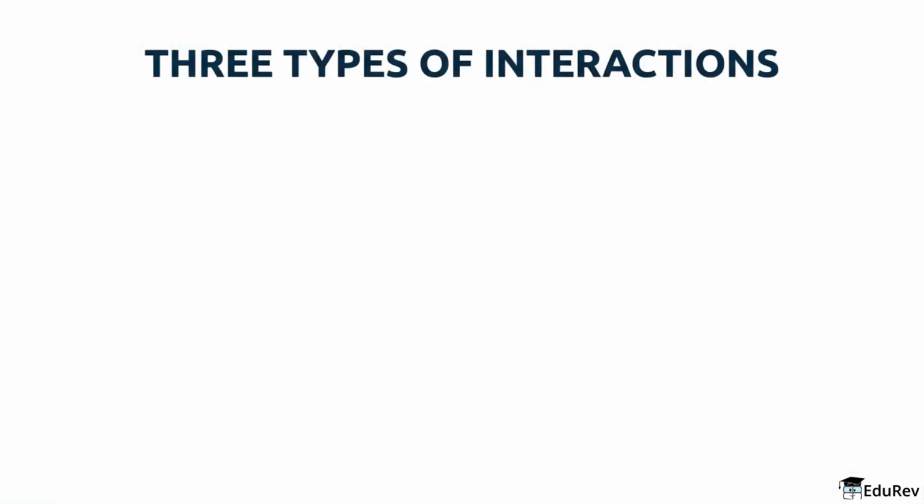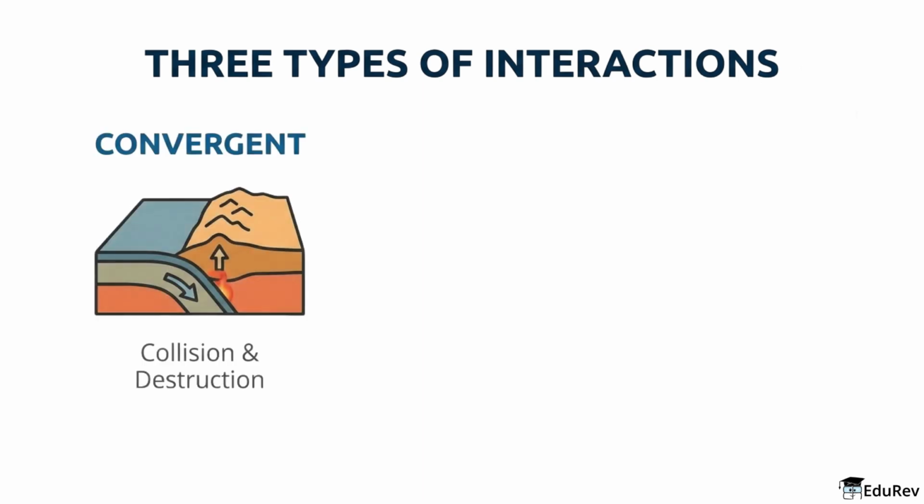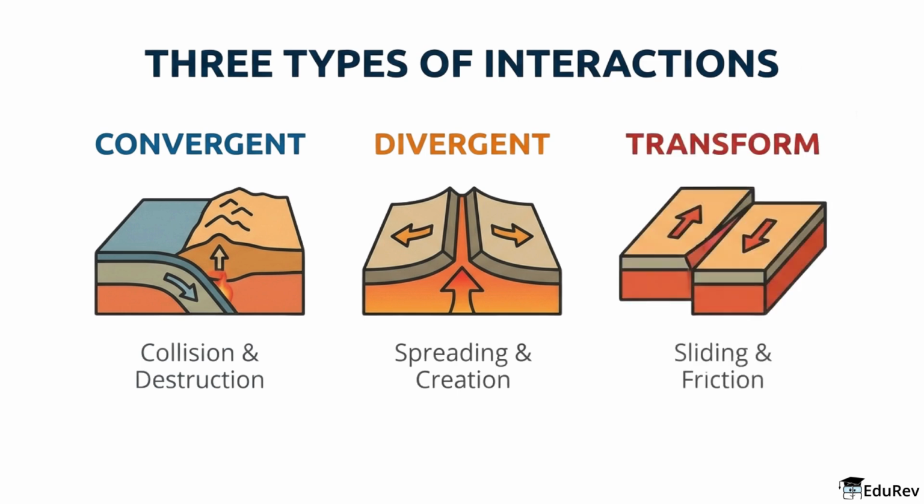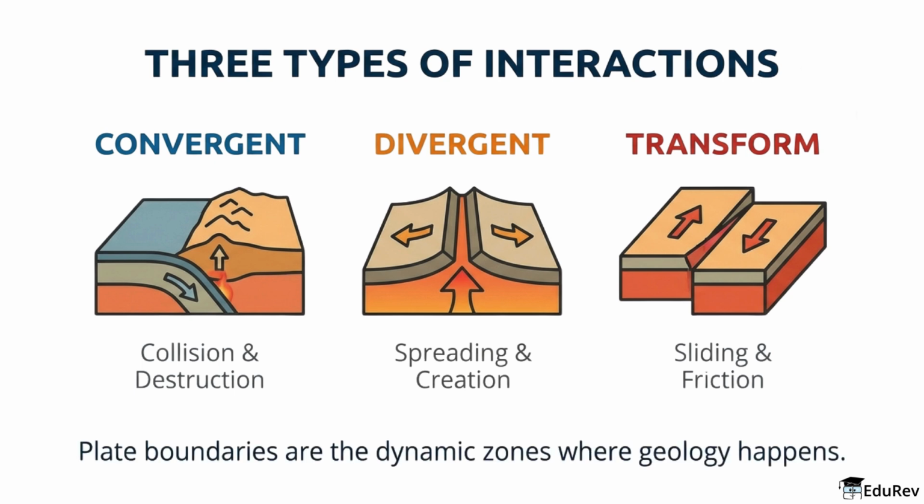Plate interactions come in three types, and UPSC expects you to connect each with outcomes. Convergent means plates move towards each other, leading to collision and destruction. Divergent means plates move apart, leading to spreading and creation. Transform means plates slide past each other, dominated by friction. The key line to hold is this: plate boundaries are the dynamic zones where geology happens.